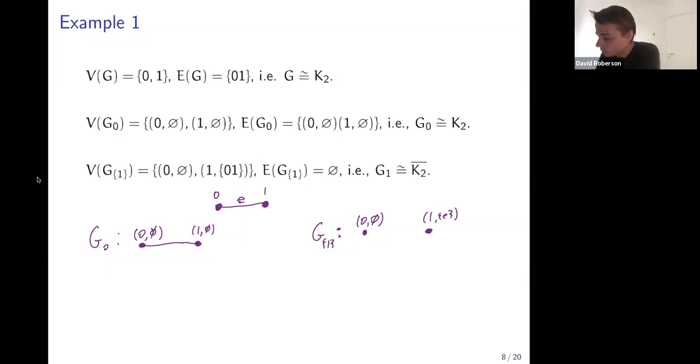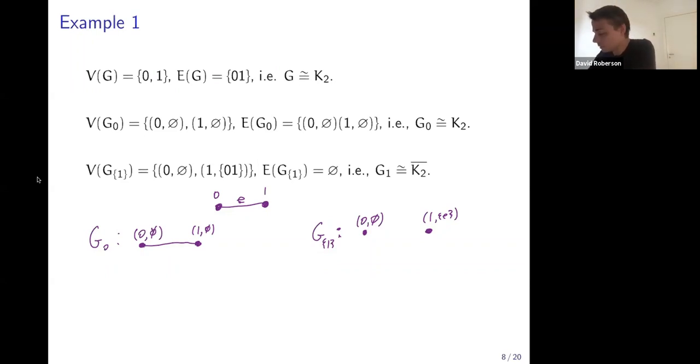Okay, and now if I look, well, the edge E is not in this subset, but it is in this subset. So these don't agree, right? So then there's going to be no edge between these two. Okay, so this graph is just the empty graph on two vertices. Two vertices, no edges, and G0 is just K2 again. Okay, so that's a very simple example.